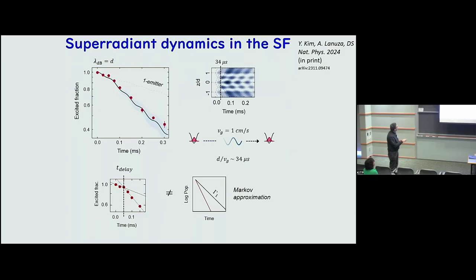You see that the time at which this kink happens is the time when the radiation has reached the neighbor. Yeah. And so it's clear that you can only get superradiance if the emitters know that there's another emitter close by, and so it takes this time to speed up.